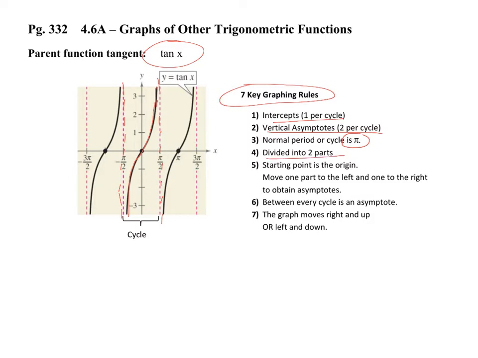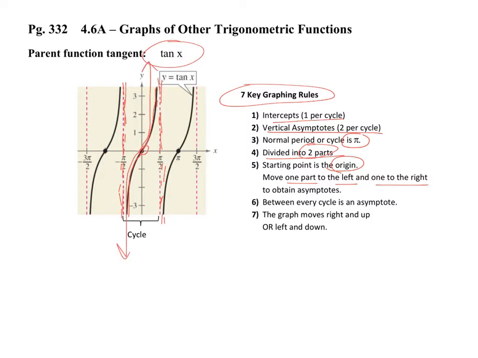Now, there's a starting point, and that's at the origin. All right, and then from there, once you get your increments, when we divide it into 2 parts, we're going to move one increment to the left and one increment to the right. And that's how we obtain our asymptotes. All right, now between every cycle is an asymptote, and the graph moves right. As it moves right, it moves up, and as it moves left, it moves down.